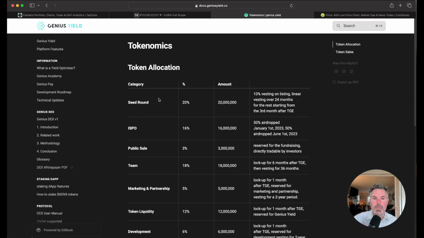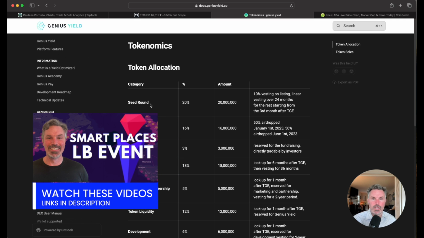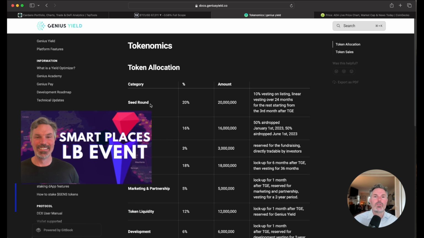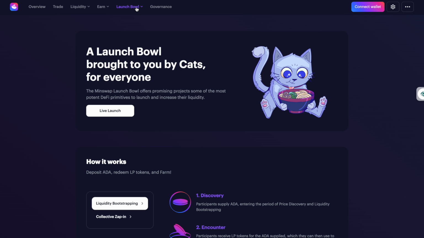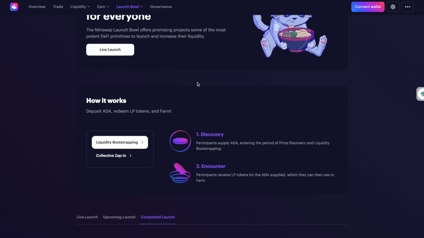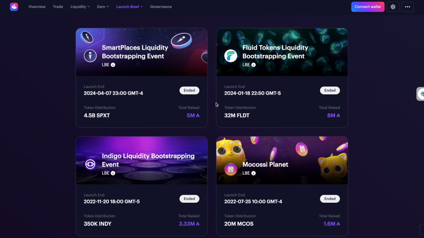Okay, so people are buying tokens before the token is even out there. I did a video in the past about smart places. Let's just take a look at that. I also did it with Indy, the Indy token. I did it with the Fluid tokens. They have the liquidity bootstrapping event feature product on MinSwap, where you can provide liquidity and gain tokens prior to the token generation event.